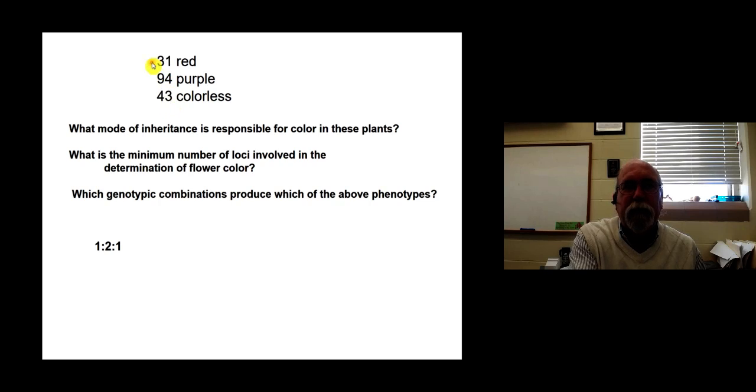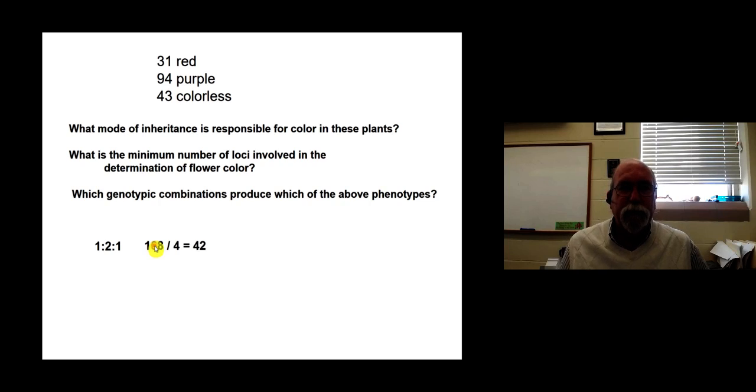Well, if I thought about it, 3 and 9, that's almost a 1 to 2 to 1, right? 1 to 2 to 1 kind of fits that. So maybe it's just as simple, if that's all I had and I hadn't already been told it was epistatic. Maybe I think it was that. Well, how do I test that to see if that fits?